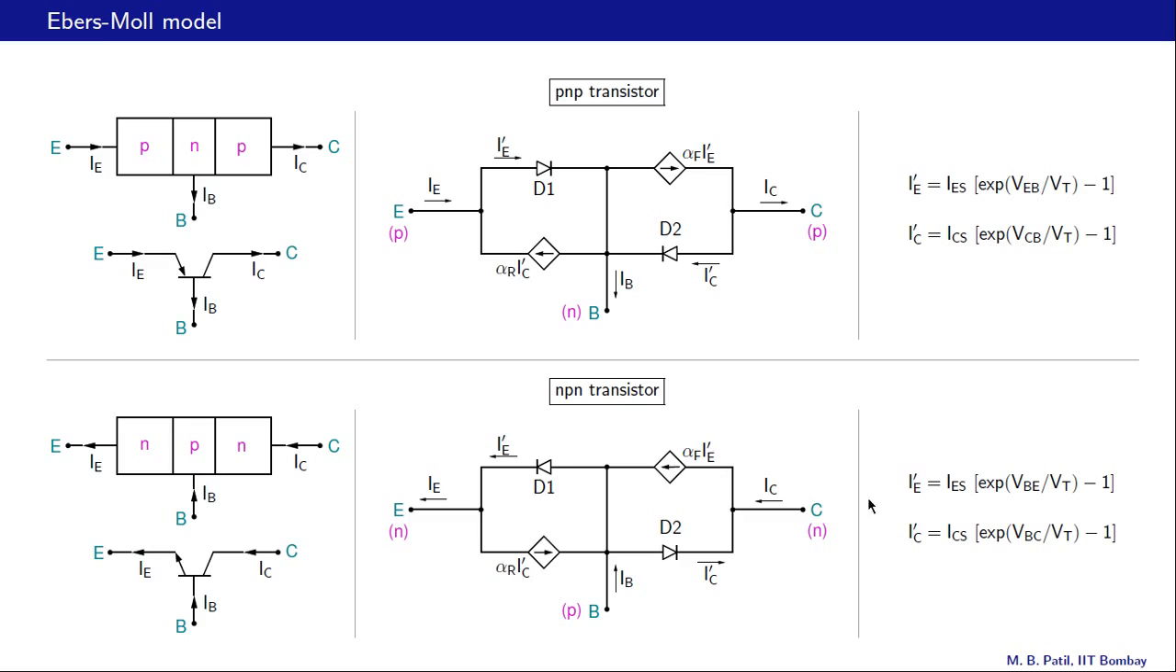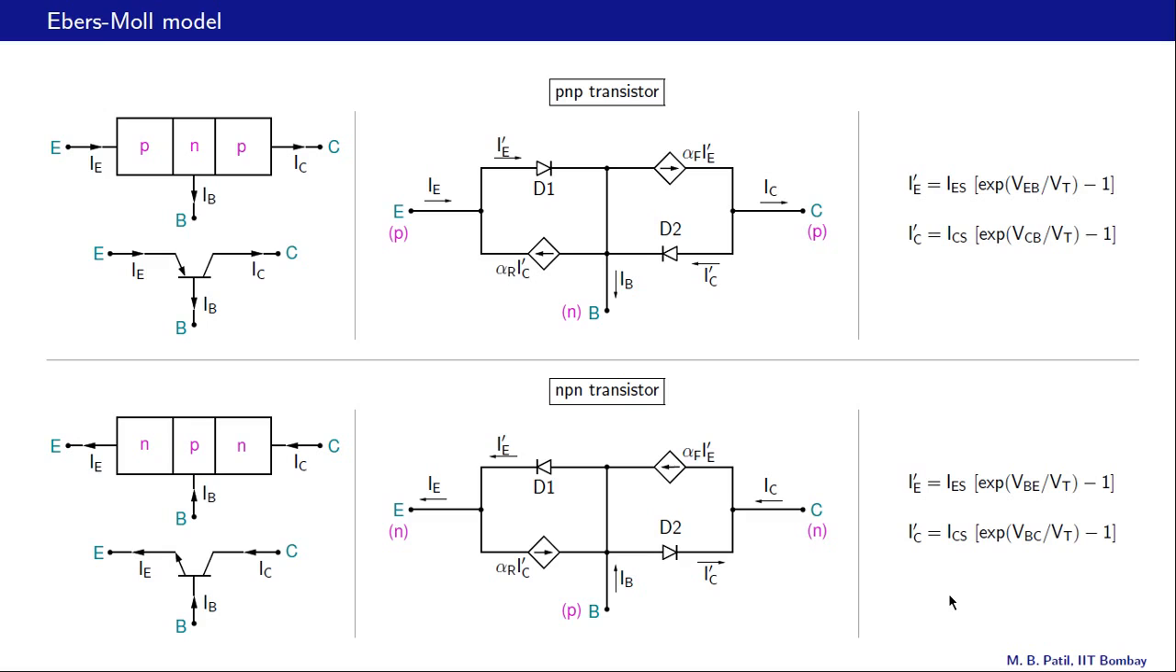IE prime is now given by this equation. It's very similar to the PNP Ebers-Moll equation, except we have VBE now, and the reason is simple, because this diode is forward biased if VBE is positive. That is why we have VBE here. Similarly, in the IC prime expression, we have VBC here and not VCB. So things are definitely very analogous in these two cases, and we don't really need to remember any of these.